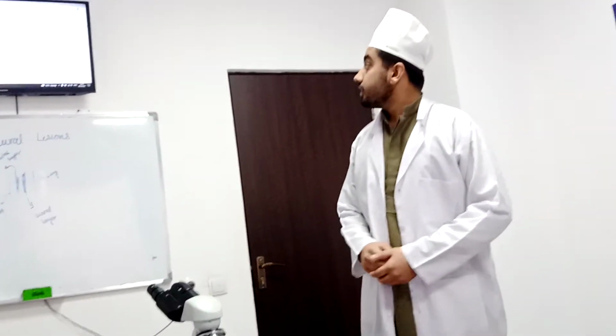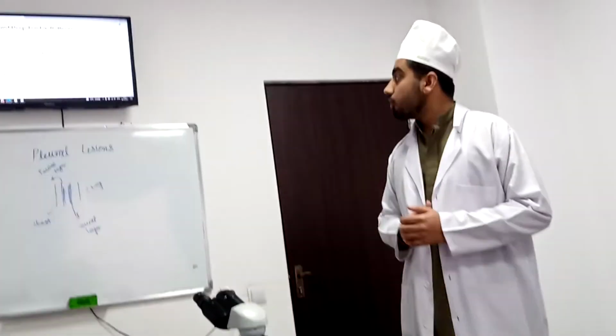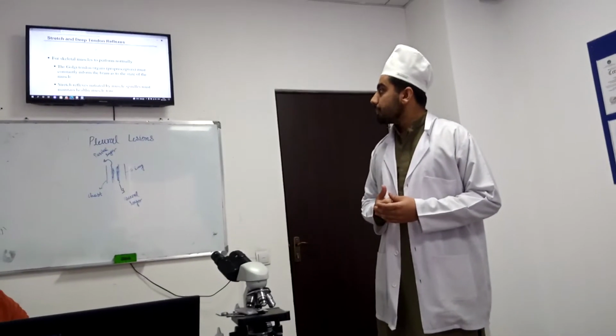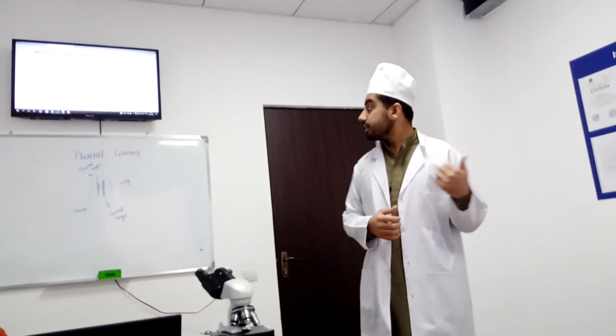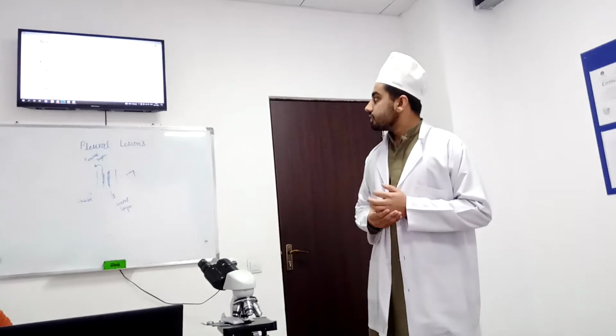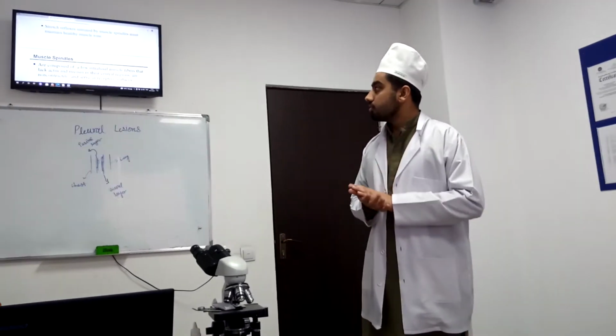Stretch and deep tendon reflexes. What are these reflexes? For skeletal muscles to perform normally, the Golgi tendon organs, like proprioceptors, must constantly inform the brain as to the state of the muscle. Stretch reflexes initiated by muscle spindles must maintain healthy muscle tone.